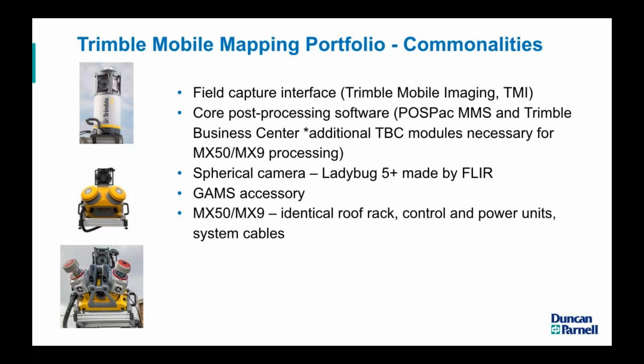As already mentioned, the camera is the same. The GAMS accessory, that secondary GNSS antenna, is exactly the same across all three. And again, the 50 and 9, their setup, everything about them except for the sensor head itself is exactly the same, which again is just a nice modular aspect.